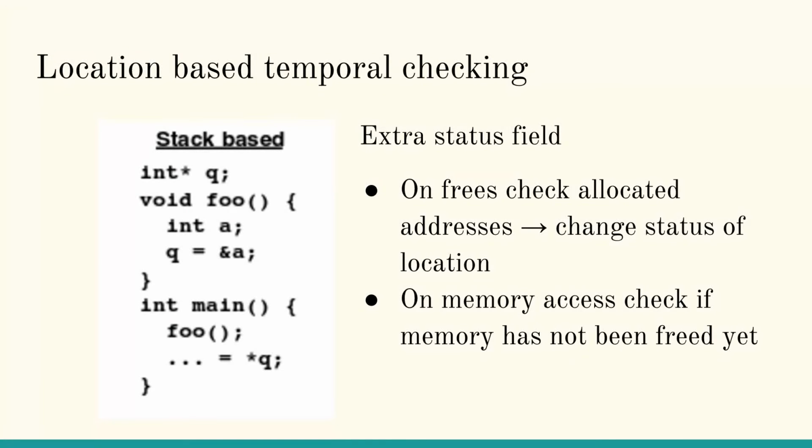The second concept is location-based temporal checking. You get again an extra field, an extra status field. So the memory location will get an extra status field. When a free is done on this memory location, you'll change the status field, and on a memory access, you'll check in the status if the memory location was freed or not, and if it was, you abort.